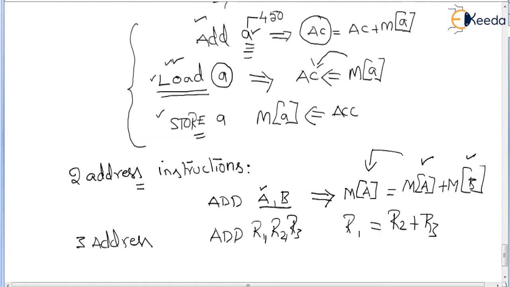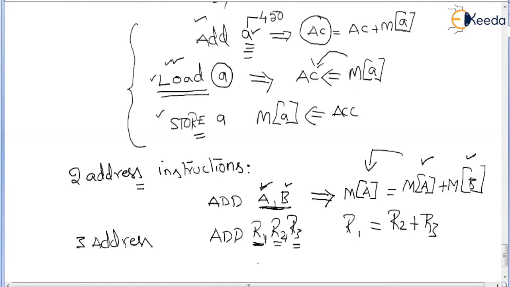Okay. So try to understand when we use two addresses. First one will be the source as well as the destination. Second one will only be the source. A is equal to A plus B. When you execute three address instructions, the first operand is the destination operand. Next two operands are simply the source operands.